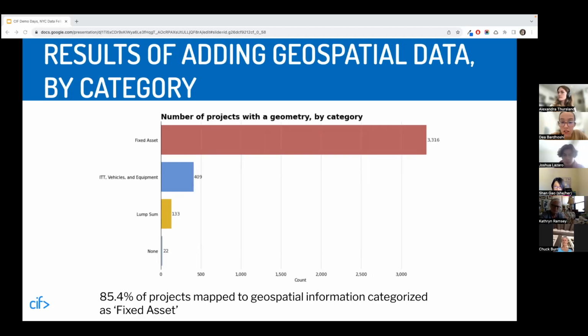And here are also some results of adding geospatial data and looking at that by category. One of the main takeaways of this visualization is that around 85% of projects that we were able to map ended up being categorized as fixed assets. And this again made sense to us because fixed assets are physical infrastructure projects.